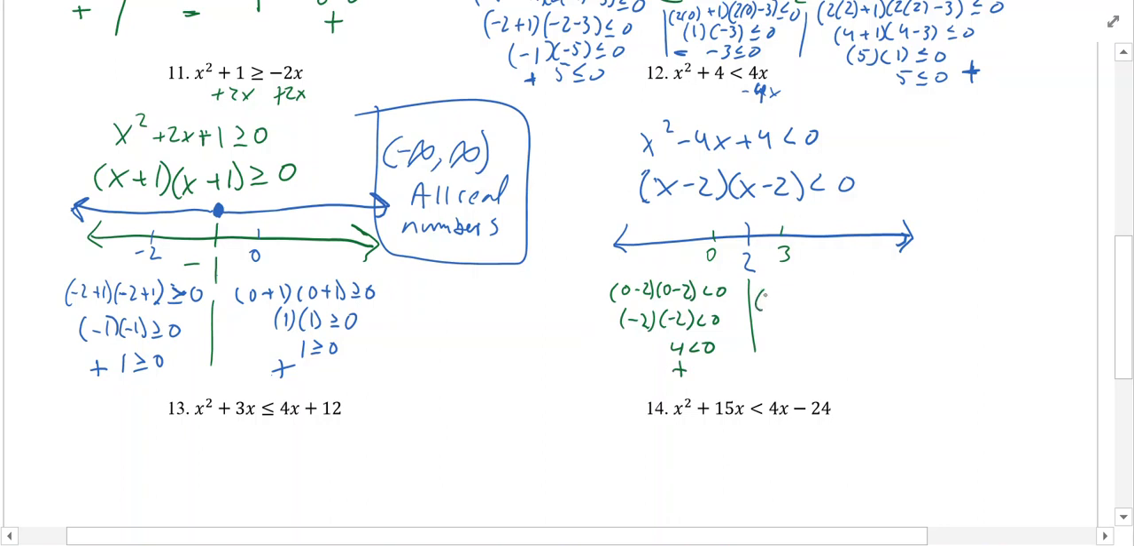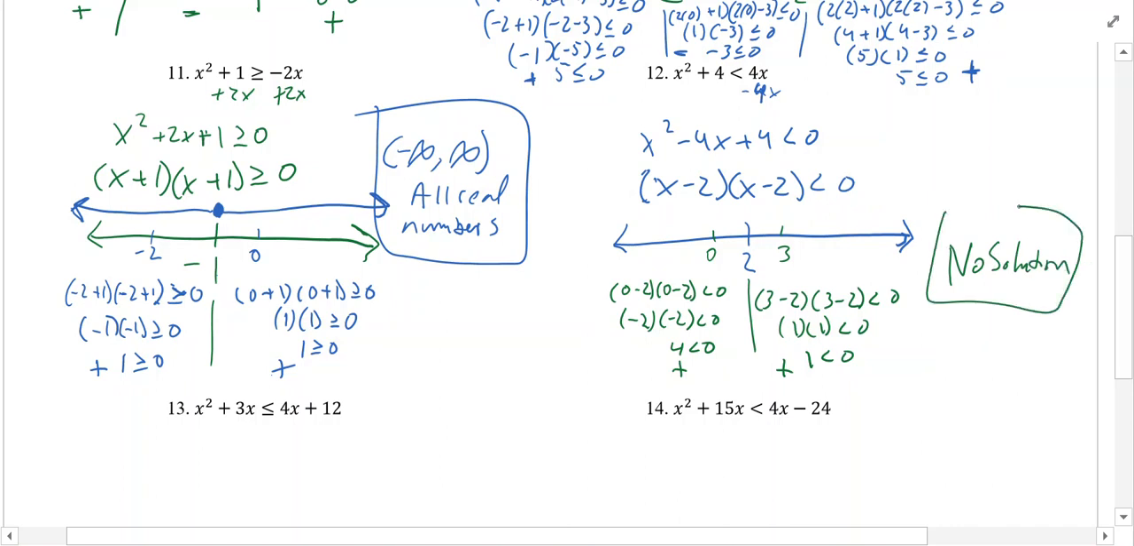On here, when I plug in 3, I get 3 minus 2, 3 minus 2 less than 0. 3 minus 2 is 1, so I get 1 less than 0. 1 times 1 is less than 0. So again, I get positive answers. Well, positive answers are not less than 0. So since they're not less than 0, none of these answers would be right. So this again is a special case called no solution, because nothing would make it a true statement.